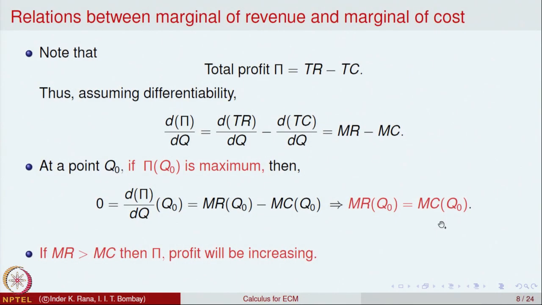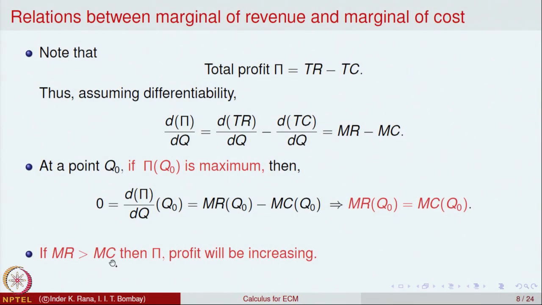So, marginal revenue is equal to marginal cost at the point of maximum or minimum. In fact, here it will be only a maximum because production is there and profit is there. Okay. So, this gives us a consequence.